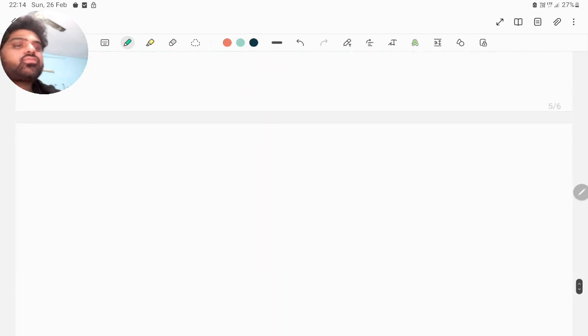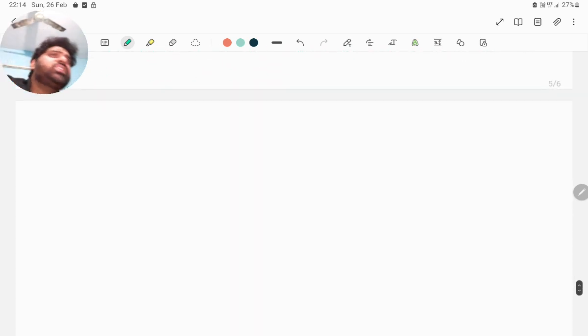Now, by this we can diagnose the COPD patient. I have told you GOLD criteria, NICE criteria, MRC criteria, BOTS criteria, everything. Now, how will you treat these patients?